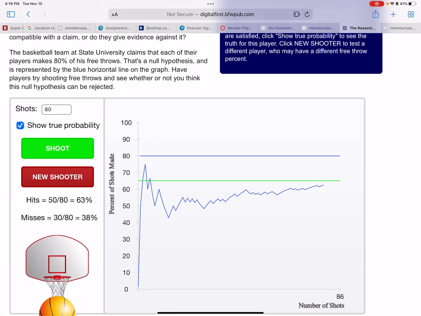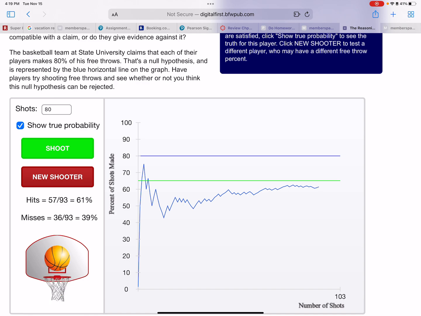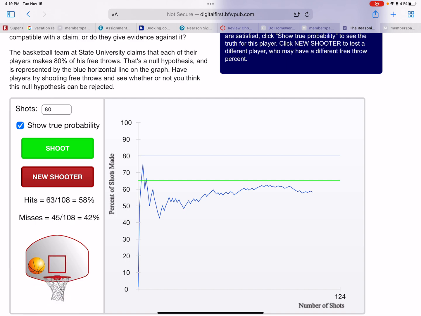And if I go back to my app here and I do another 80 or so, and I keep shooting, the more and more I shoot, you're going to see that my actual shots get closer and closer to my true probability. Remember, this true probability didn't just happen overnight. The true probability is over a long period of time, a full season of games.